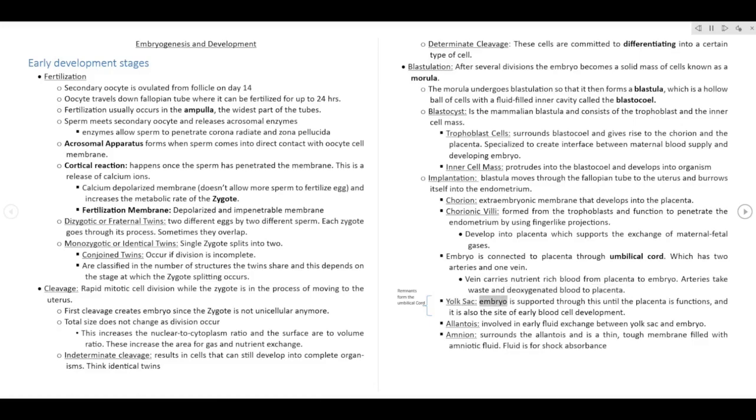Yolk sac: the embryo is supported through this until the placenta is functional, and it is also the site of early blood cell development. Allantois is involved in early fluid exchange between the yolk sac and embryo. Amnion surrounds the allantois and is a thin, tough membrane filled with amniotic fluid. The fluid is for shock absorbance.